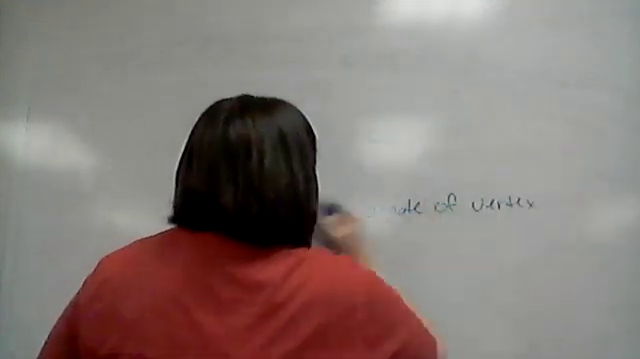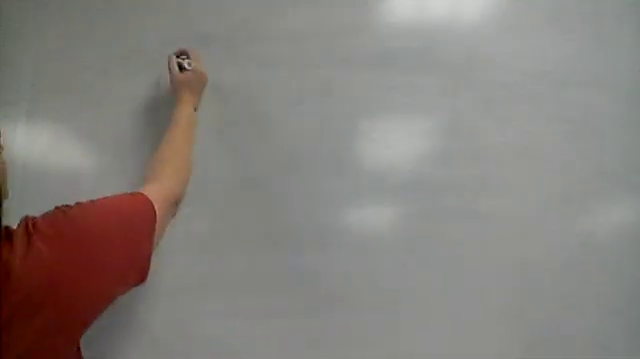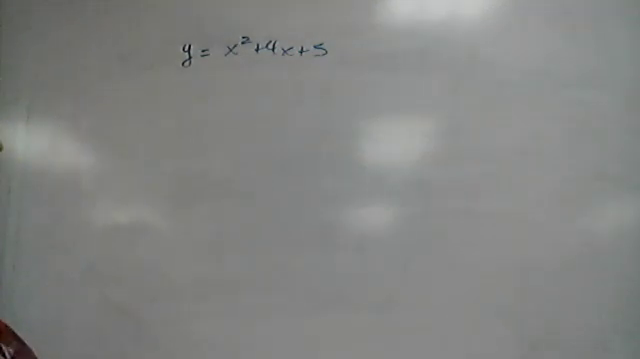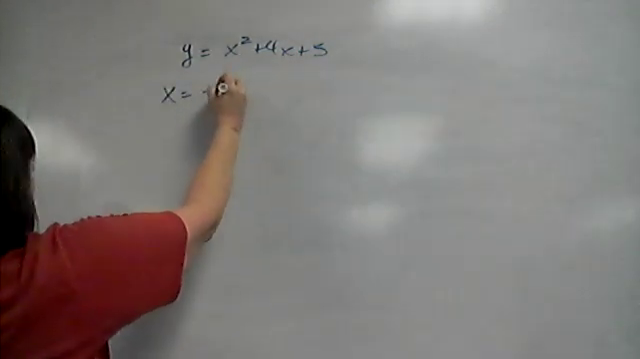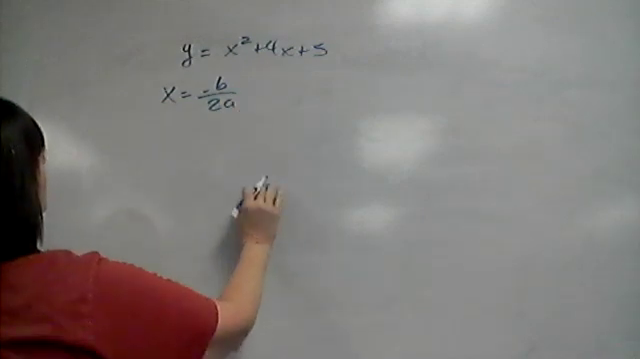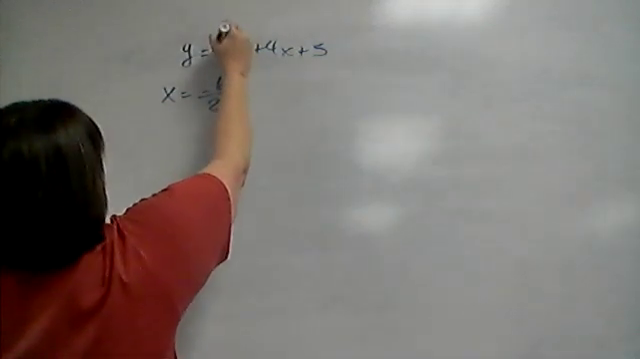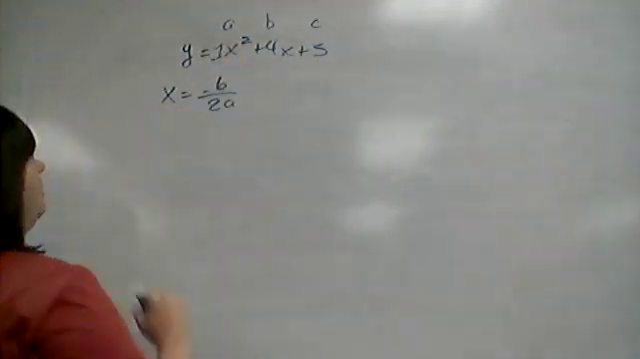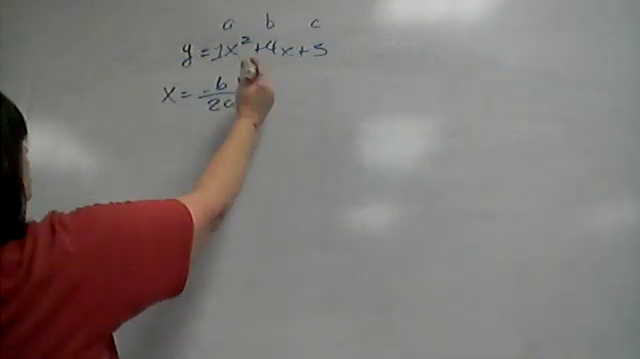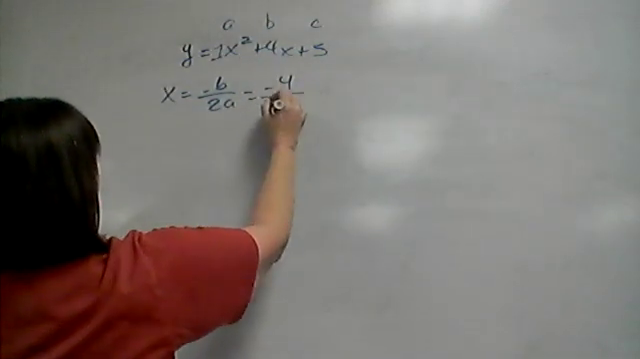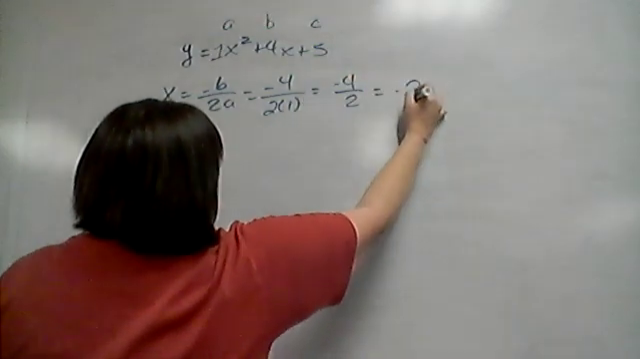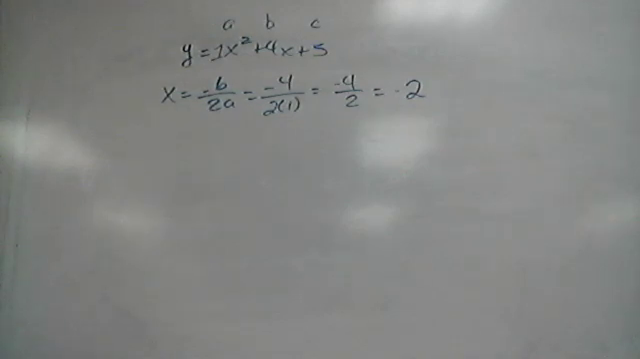So, we're going to graph y equals x squared plus 4x plus 5. First thing we're going to do is find the x-coordinate. So x is negative b over 2a. This is a, this is b, and this is c. Since there's nothing there, a is understood to be 1. So it's going to be negative 4 over 2 times 1, so negative 4 over 2. So the x-coordinate of my vertex is negative 2.